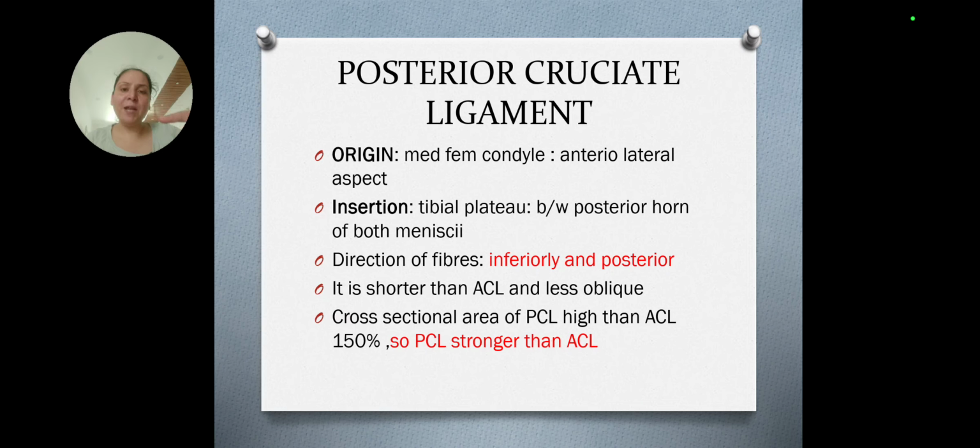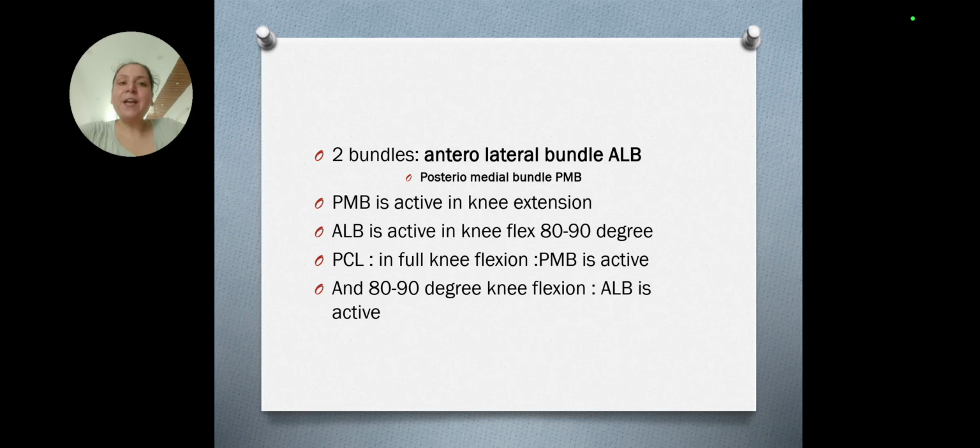The ACL was oblique, whereas the PCL is much shorter, but its cross-sectional area is very large, so it is much stronger. It is 150 times the cross-sectional area of the ACL. It is much stronger. Fine. So it has also got two bundles. One is the anterolateral bundle, and it is opposite to that of the ACL. It has got an anterolateral bundle, and it has got a posteromedial bundle.